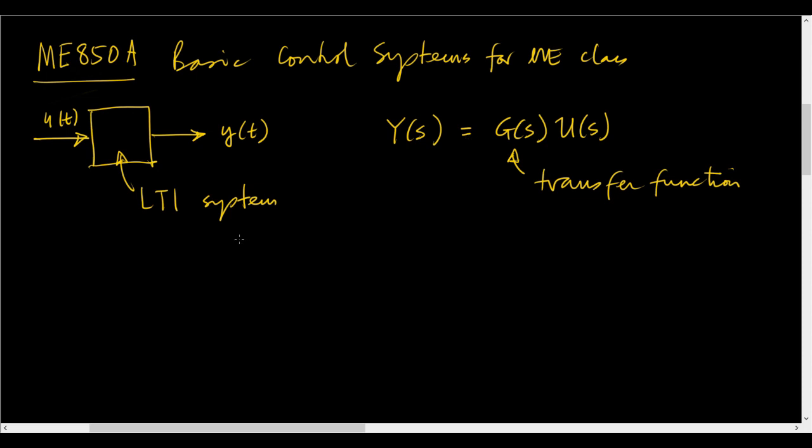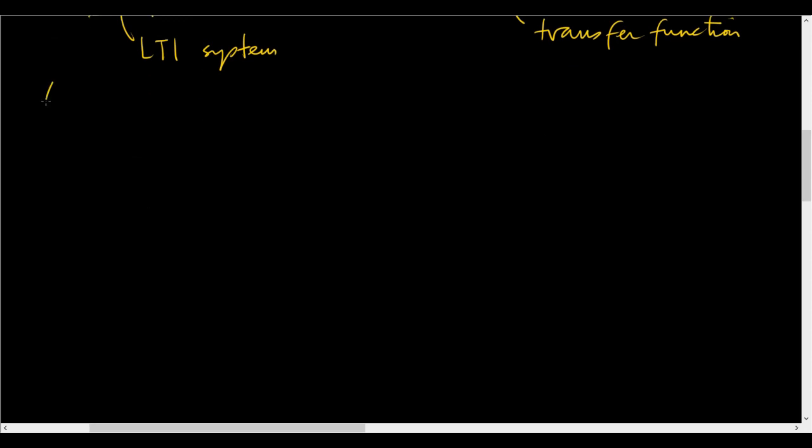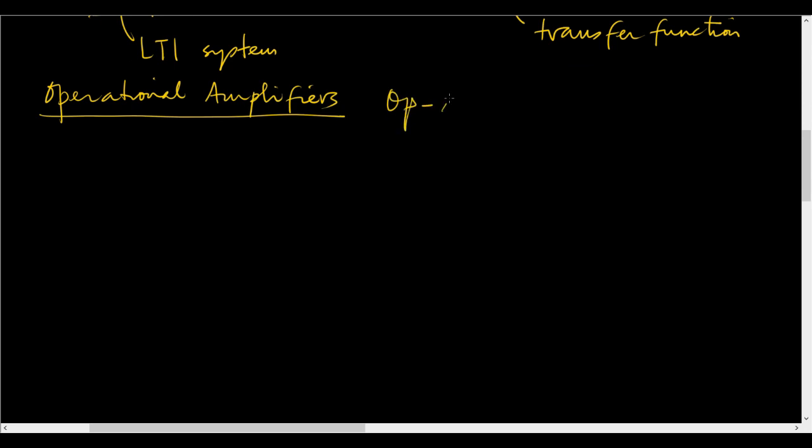However, I want to show you that it may be possible to construct systems that have certain transfer functions that we like, and to do that we have to look at something called operational amplifiers, which is a very basic topic from electronics. You may have seen it before. These are also called op amps. In case you are interested, you can always look them up.